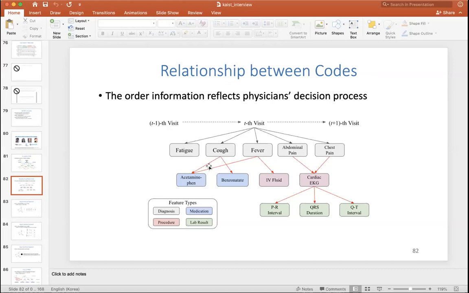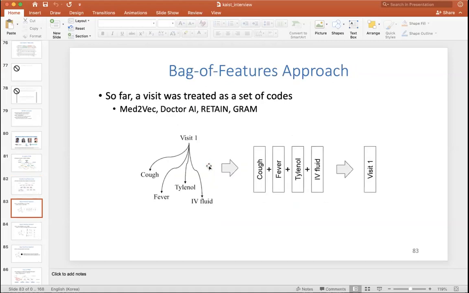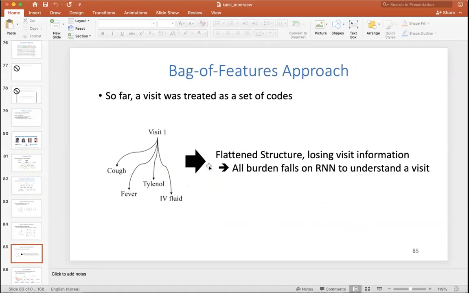So if you narrow your hypothesis space down by giving this red arrow information explicitly, you're making the model's life way easier. But if you don't, and you simply add them up, then all the burden falls on the RNN to understand what happened in a visit.